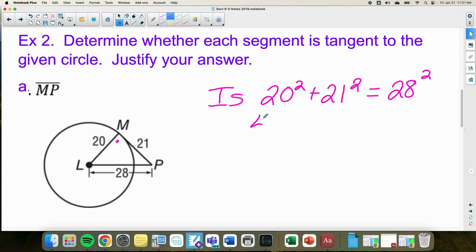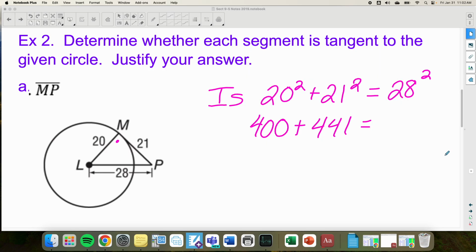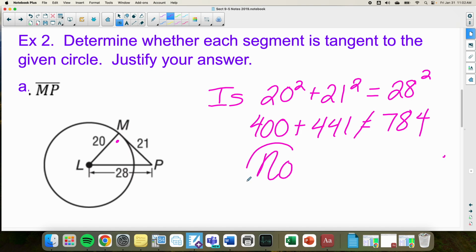Now this, you could punch in your calculator, but that's 400. This is 441. And 28 squared, I'm not sure of. That's 784. So that's not equal, correct? So they're not the same, so this is no, that's not tangent to the circle, okay?